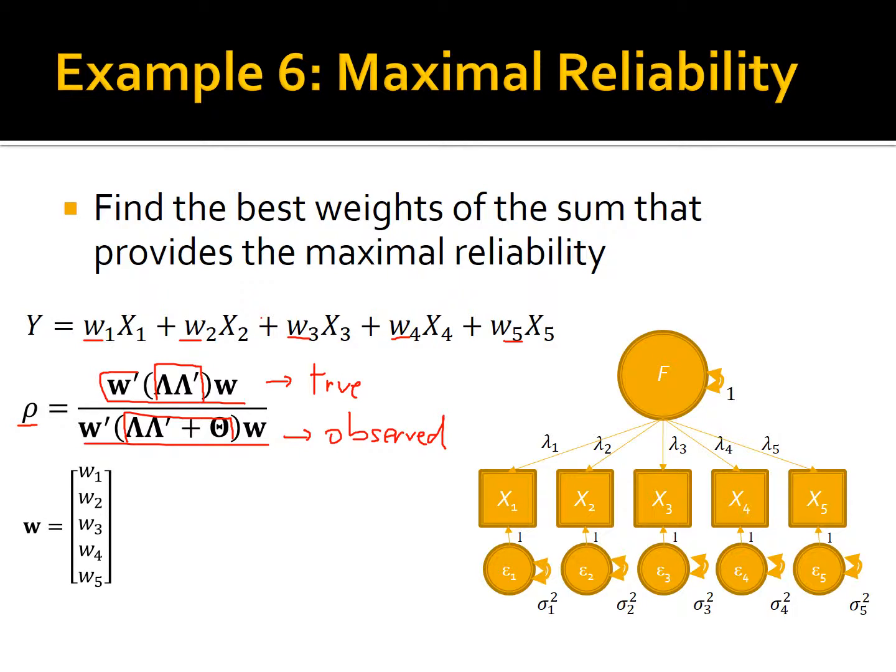So W is the vector with weight 1 to weight 5. Lambda is the vector of lambda 1 to lambda 5. And theta would be a 5 by 5 matrix such that the diagonal elements have lambda 1 square, lambda 2 square, until lambda 5 square, and all off-diagonal elements are 0.